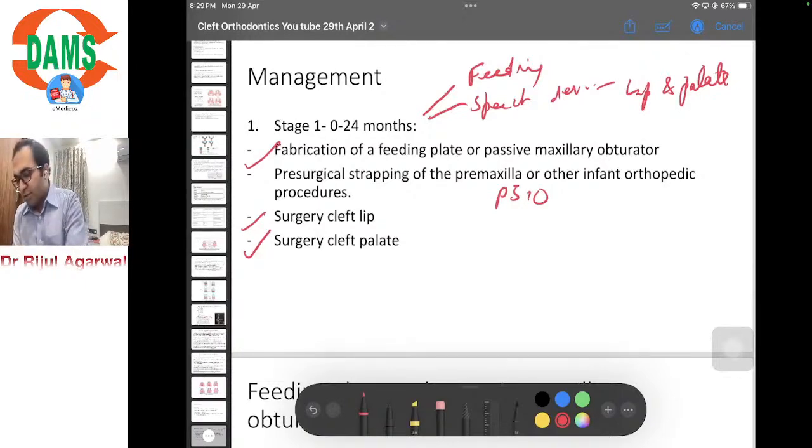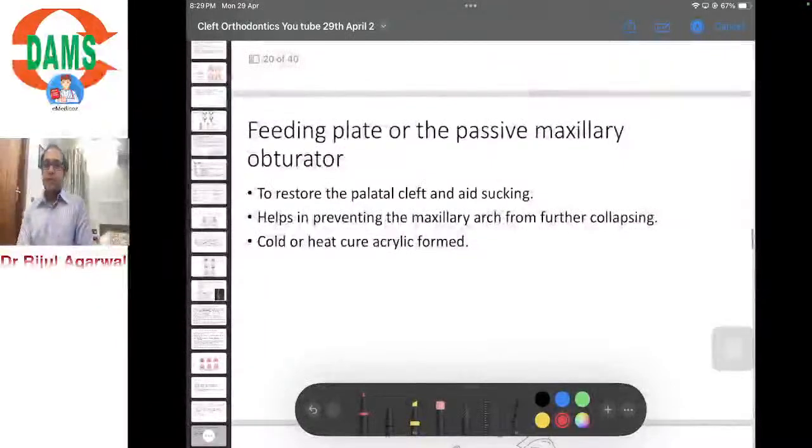We will look at each and every point, starting with the feeding plate or the passive maxillary obturator. This helps to restore the palatal cleft and aids in sucking. It helps in preventing the maxillary arch from further collapsing. And how is it made? It is formed using cold or heat cure acrylics.